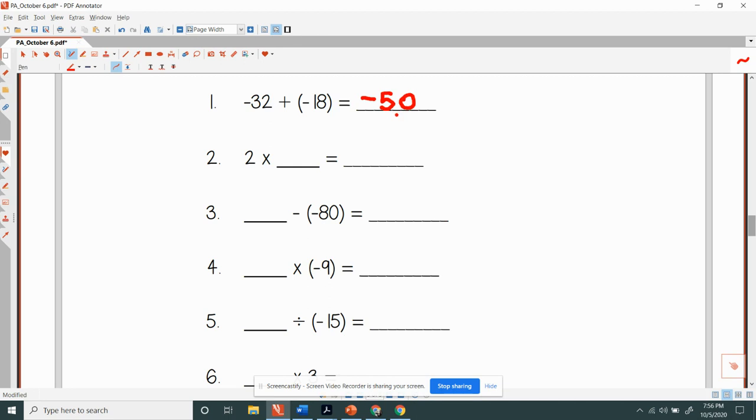Now I'm going to take that 50 and I need to put it here. Now I have to do this problem. 2 times 50. Well, those are both positive, and positive times a positive equals a positive, so 2 times 50 is 100. Now I put the 100 here.